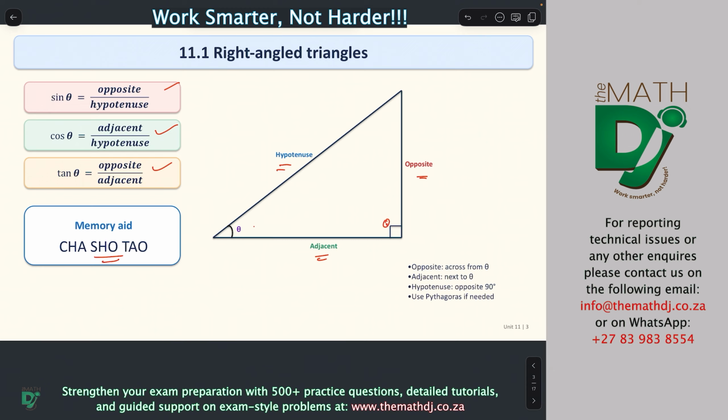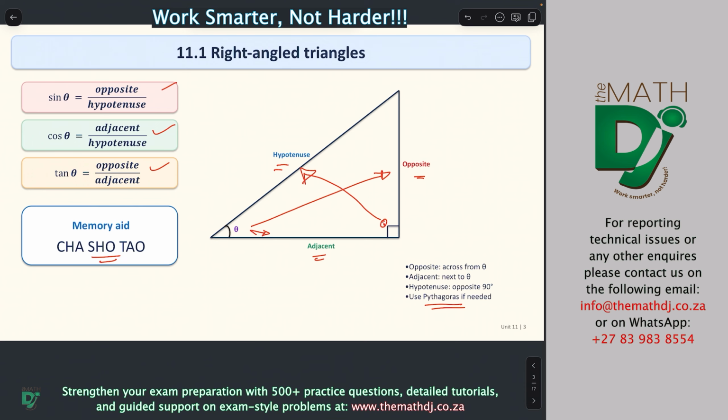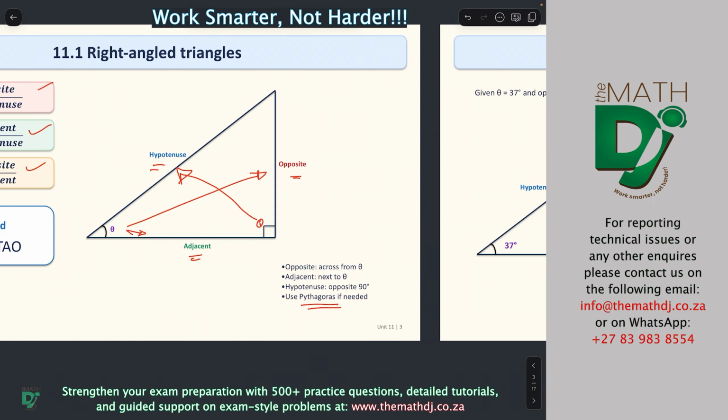So opposite is across from theta, as you can see here. Then adjacent is next to theta, as you can see here. Then the hypotenuse is opposite the right angle. We have already used Pythagoras if needed. So we have already covered part of these right angled triangles in the previous sections. We won't go much into these ones, so let's move on.